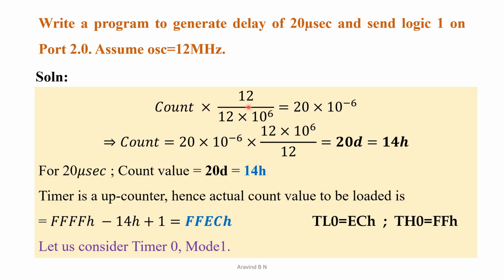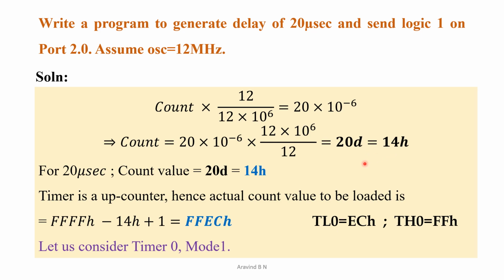So take this 12 divided by 12 into 10 to the power of 6 to the right hand side so that we can calculate the count value, and this is the representation. By resolving this, we get 20 in decimal. Converting that into hexadecimal, it is 14 in hexadecimal. So if it counts 14, then it is going to create 20 microseconds of delay, right?